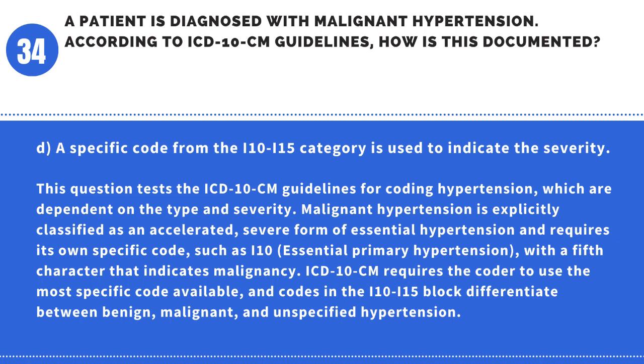This question tests the ICD-10-CM guidelines for coding hypertension, which are dependent on the type and severity. Malignant hypertension is explicitly classified as an accelerated, severe form of essential hypertension and requires its own specific code, such as I10 essential primary hypertension, with a 5th character that indicates malignancy. ICD-10-CM requires the coder to use the most specific code available, and codes in the I10-I15 block differentiate between benign, malignant, and unspecified hypertension.